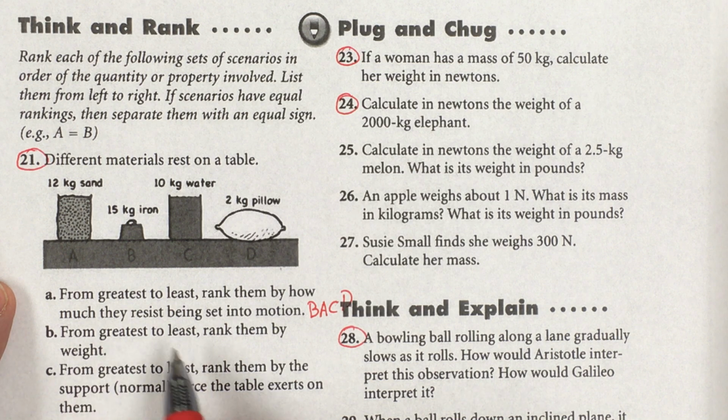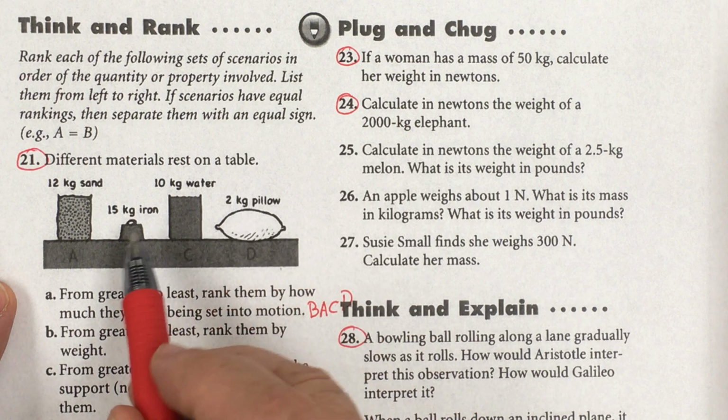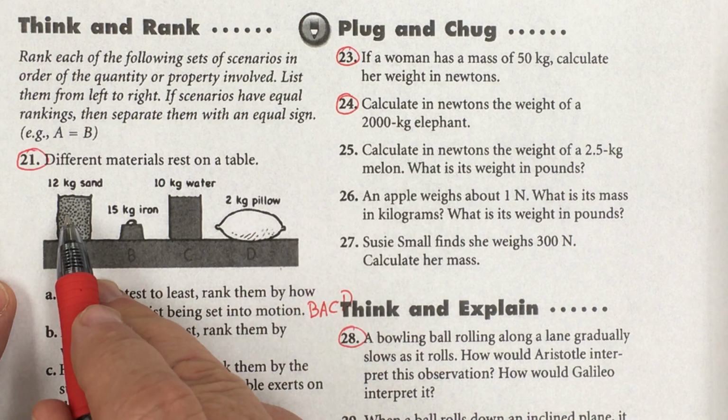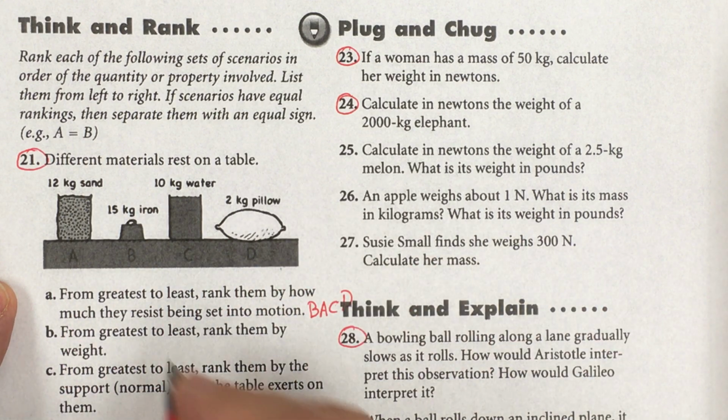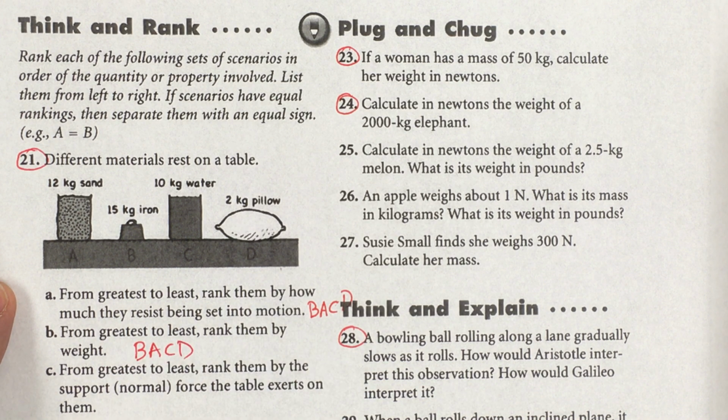Number 2 says from greatest to least, rank them by weight. Now, weight is not the same as inertia, but it's proportional, right? The more I weigh, the more mass I have. And the more mass I have, the more resistant to change in motion I have. So it would be the same. Which one weighs most? Well, 15 kilograms weighs more than 12, 12 more than 10, 10 more than 2. So it's the same. That's cool.